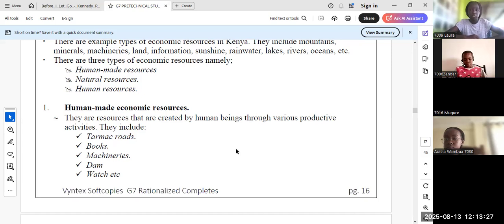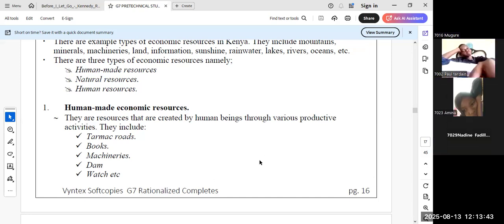You need clarification? Laura? No? Wambua? Adiela? No. Great, great. Paul, are you on the same page with the teacher? Yes. Amina, are we together? Yes.